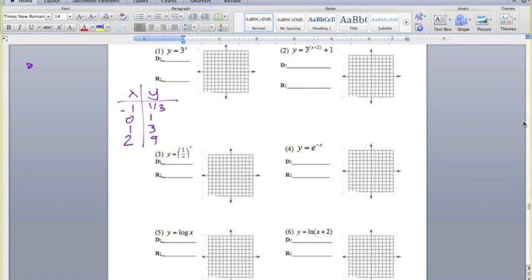And we want to plot those points. -1, 1/3. 0, 1. 1, 3. And 9 would be up off the top, so I'm not going to worry about plotting that.